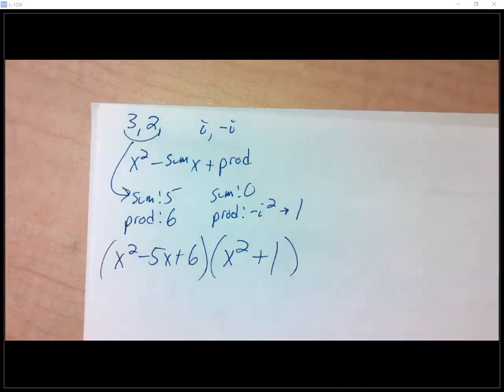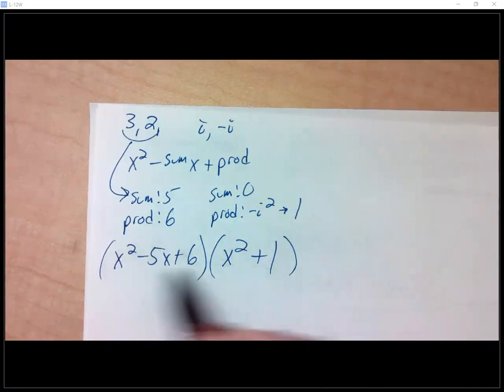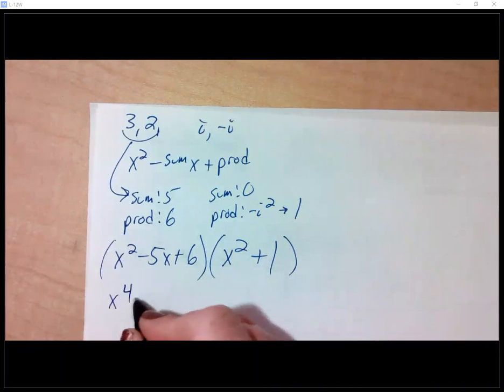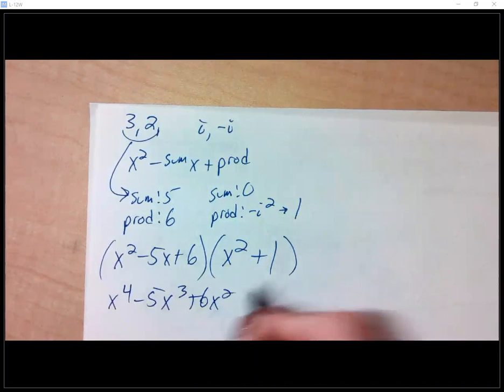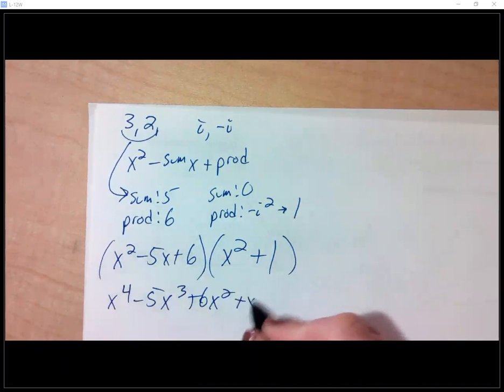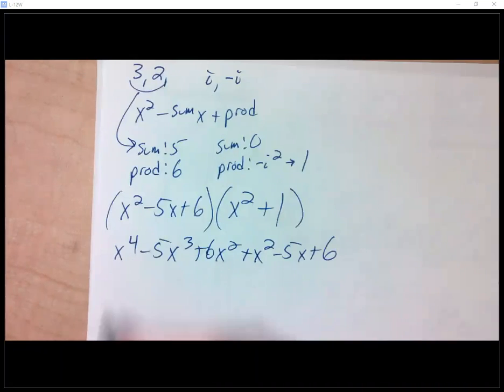So let's see. I'm going to do it backwards. So I'll do x squared times these 3, and then 1 times all of these. Combine my terms and we'll be home free.